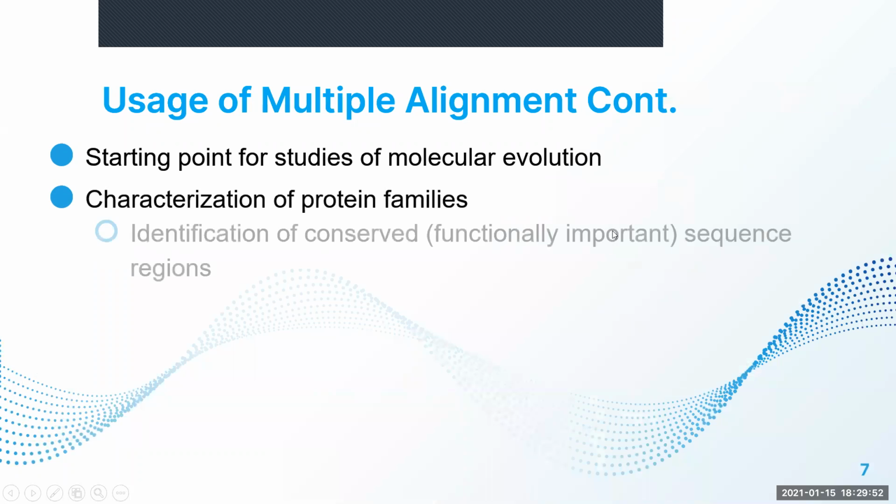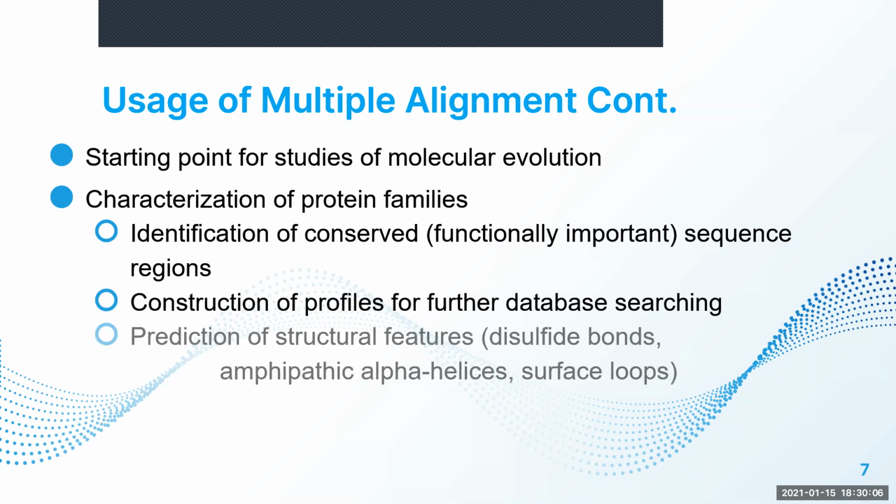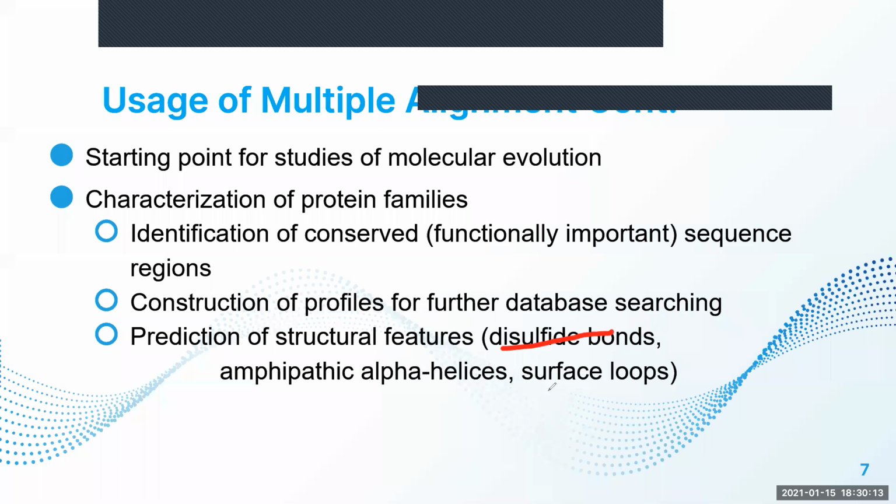Then the others I already mentioned. We can identify the conserved sequence regions, which are functionally important. Then construct profiles for database searching. Then we can predict structural features like bonds and loops in these molecules. We can predict those things based on these multiple sequence alignments.